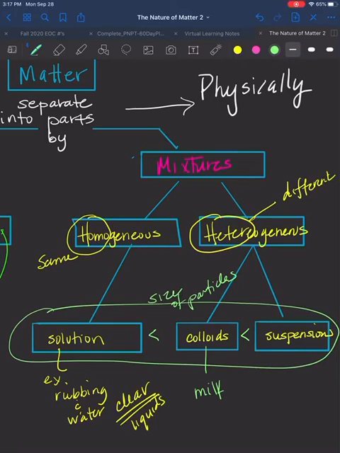However, if we try to shine a light through it, the light's going to bounce off of those fat particles and reflect back. Suspension, this is the one you guys will all remember. If you remember being young, little, and having to take the pink bubble gum flavored antibiotic, you had to shake that up before you took it.